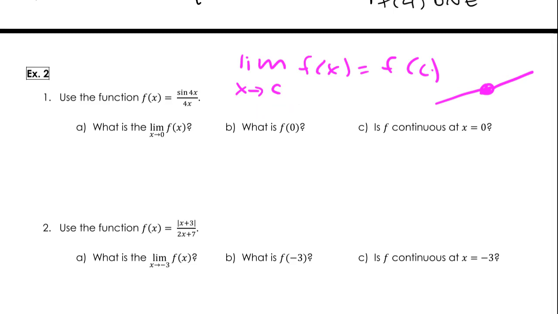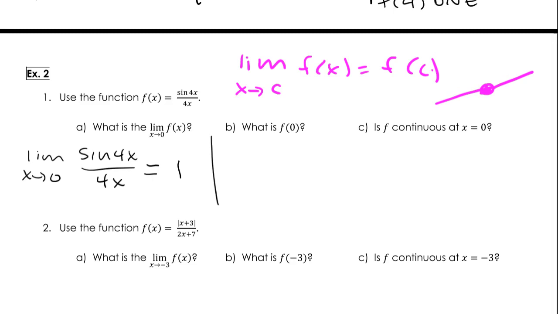So let's look at the first one. What is the limit as x approaches 0 of sine of 4x over 4x? So in these questions in example 2, I'm going to walk you through the parts of continuity. If you guys remember, this was a special trig limit from, I believe, yesterday, and because 4x is 4x and we're approaching 0, we know that this limit was 1.